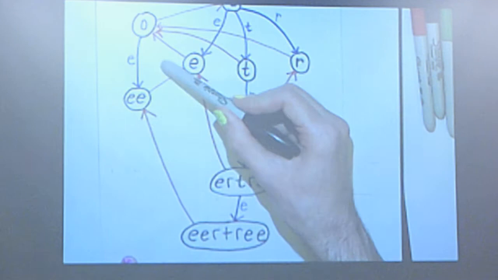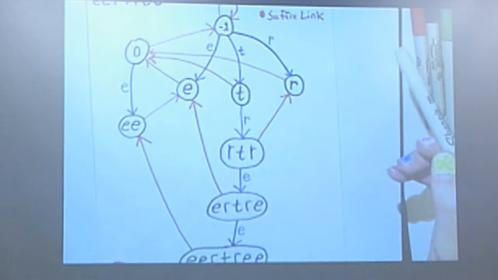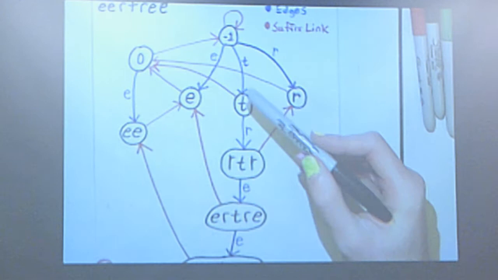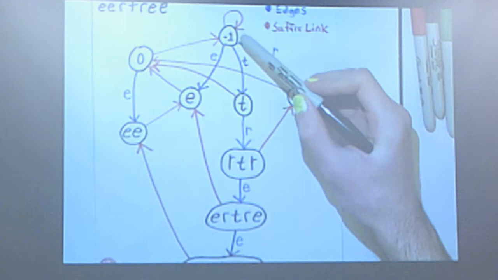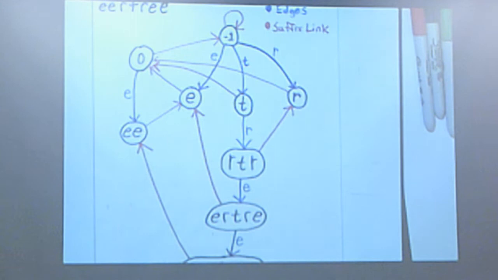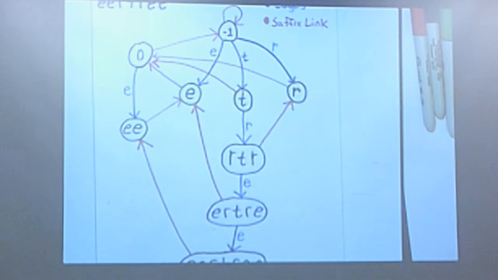By definition, the suffix link of the empty string is the null string, and the suffix link of the null string is itself. It's harder to see, but these orange edges also form a tree rooted at the null string. If you follow these edges, you get a tree, and the direction is from a node to its parent. As we know, trees are very useful because you can do a lot of things on trees that you can't do on a normal graph.